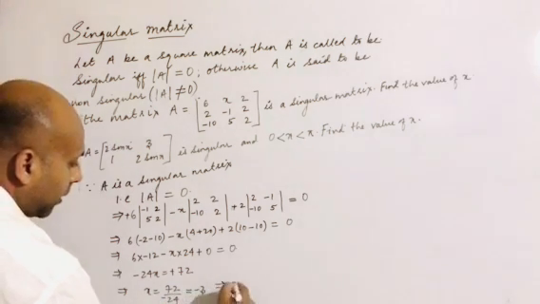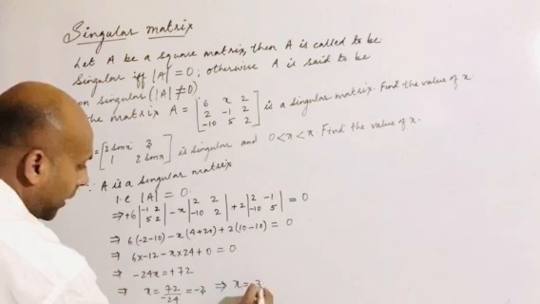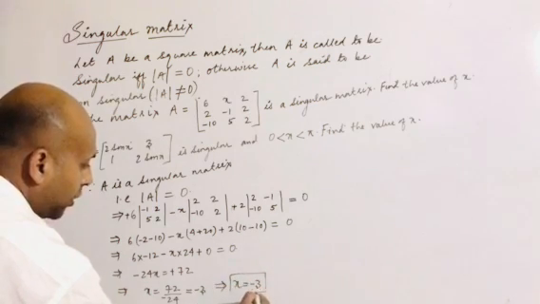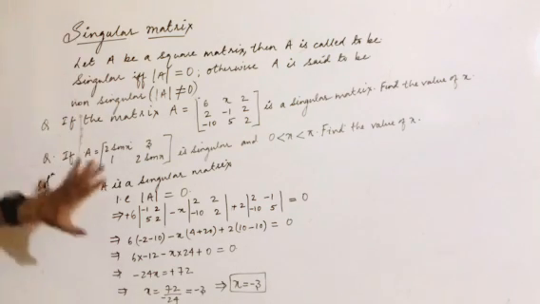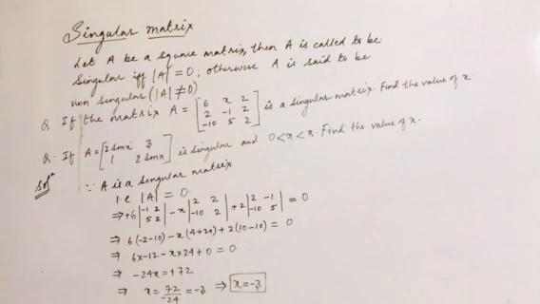So here I am getting the value of x equals to minus 3. Am I clear, all of you? So for the value of x equals to minus 3, the matrix will be a what matrix? Singular matrix. Am I clear or not? So this is the condition that you should remember, that whenever the given square matrix is a singular matrix, that means the value of its determinant will always be equal to 0.